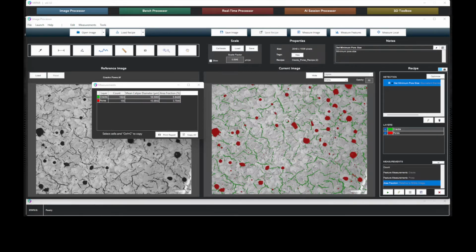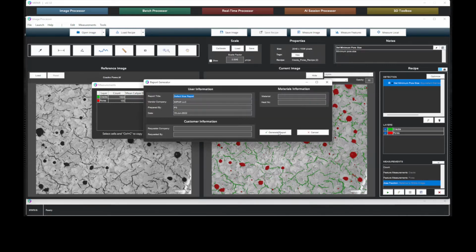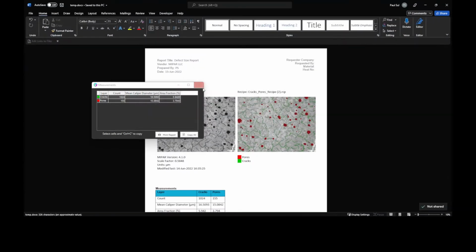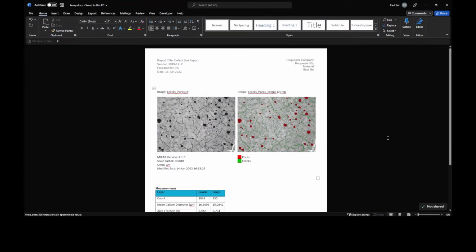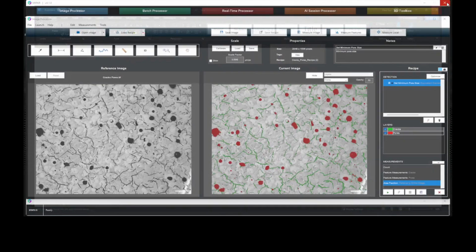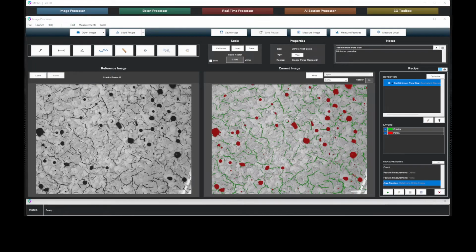These measurements are critical for correlating manufacturing process to final build performance. With the cracks and pores identified and measured, it's relatively straightforward to produce a summary report of the measurements. It is just as easy to generate a more detailed breakdown of the data and output a distribution report.